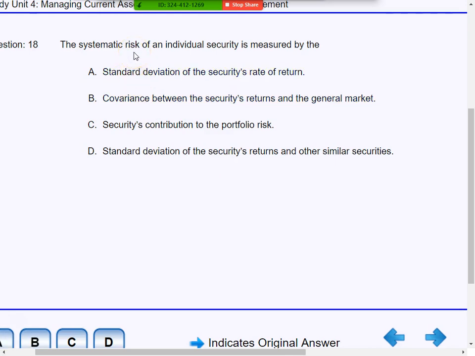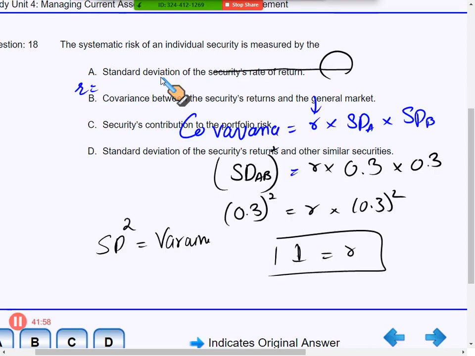Next, the systematic risk. I'm sure you remember there are two types of risk. Systematic risk is the risk of the whole market that is not in control, that cannot be diversified, and unsystematic risk is the company specific risk that can be diversified by disposing of that investment or that particular share. The systematic risk of an individual security is measured by the standard deviation of the security's rate of return. No, the standard deviation of a single share in fact measures the risk of that particular share.